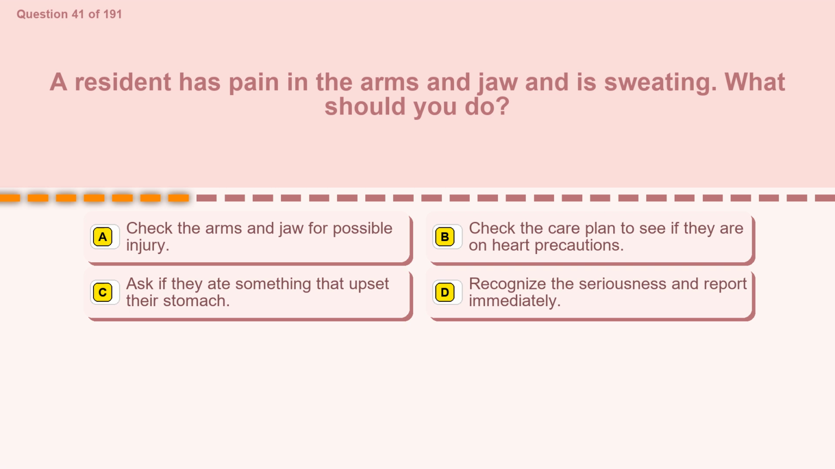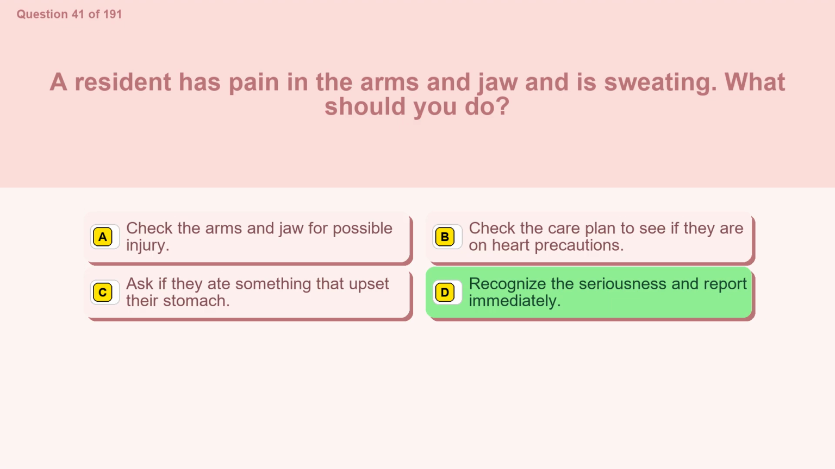What should you do? Option A, check the arms and jaw for possible injury. Option B, check the care plan to see if they are on heart precautions. Option C, ask if they ate something that upset their stomach. Option D, recognize the seriousness and report immediately.